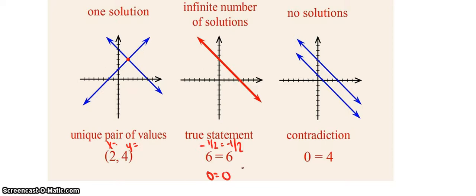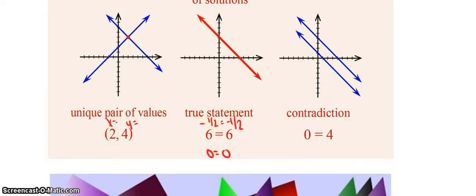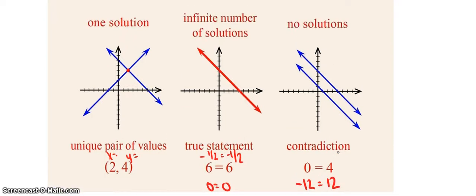So that's why there's an infinite number of things that work, because you can plug in infinite things and still get a true statement. Whereas if you get a contradiction and everything cancels out and you get like 0 equals 4 or negative 12 equals 12 or whatever is false, that means nothing that you plug into the equation will give you an equality. So there's no solution. There's no points where they intersect.